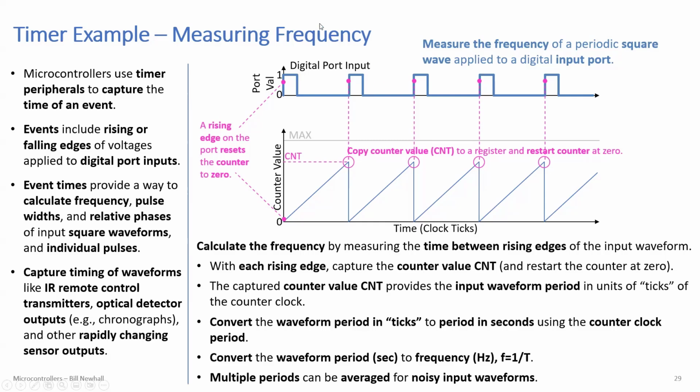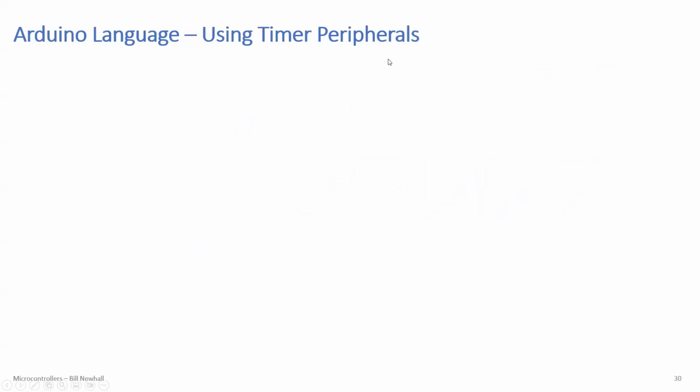Okay, so let's take a look at how the Arduino language supports timer peripherals. Right, so I showed you those register variables, right? The top and the count and the compare. So you can do that. You can look in the data sheet of the microcontroller and use those. But let me get to a little higher level, and let's use the Arduino language to simplify timer use.